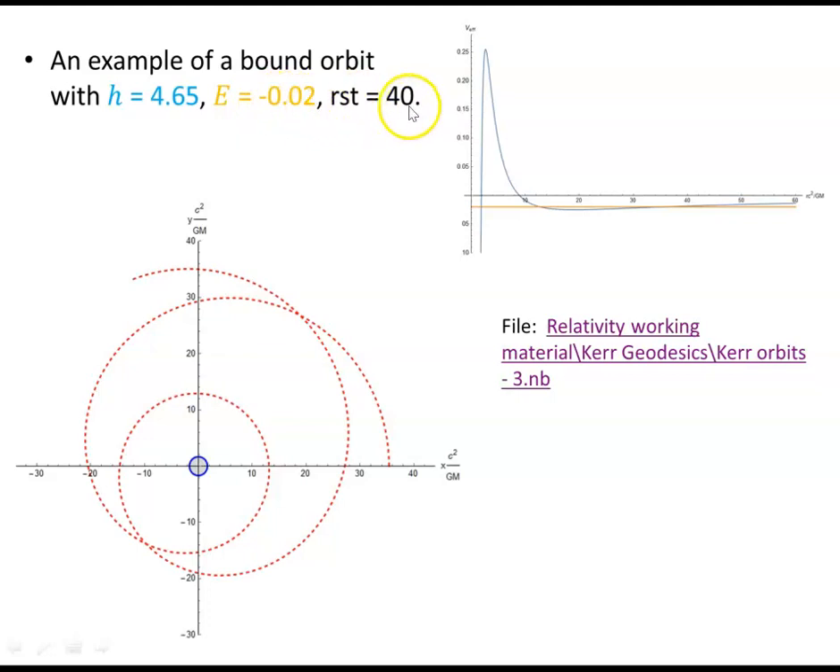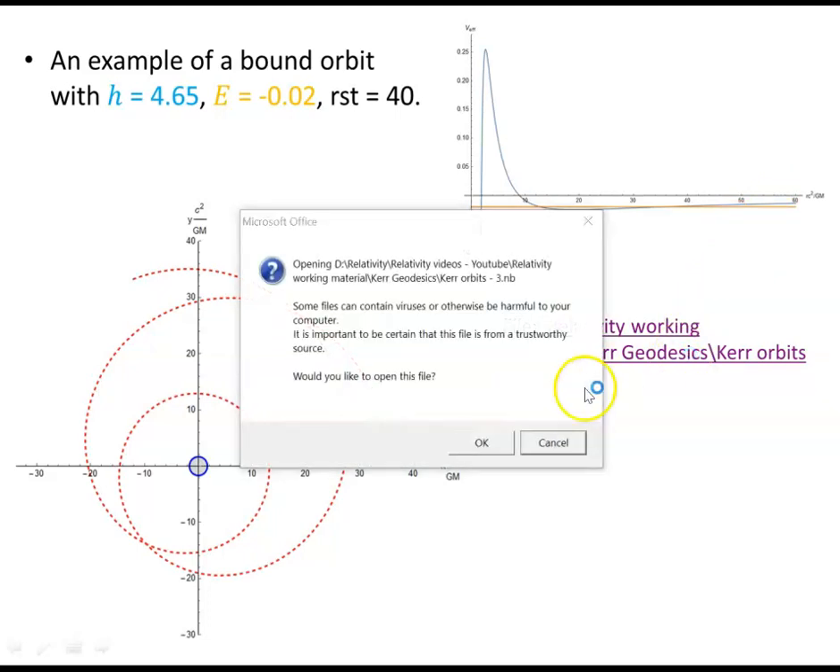We'll set a starting distance of 40 units out, which is 40 GM on c squared. The Schwarzschild radius is 2 GM on c squared, so 40 is 20 times that distance out. Now, 2 GM on c squared actually corresponds with the stationary limit surface of a Kerr black hole. The actual outer event horizon of the Kerr black hole is about 1.6 GM on c squared, a bit less.